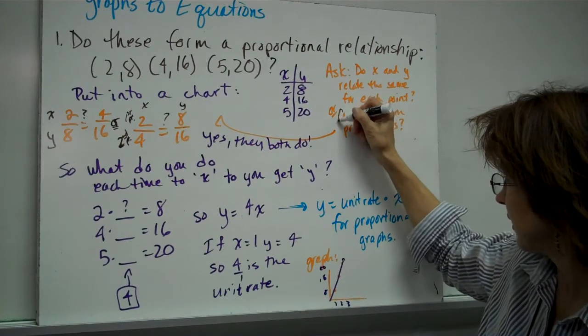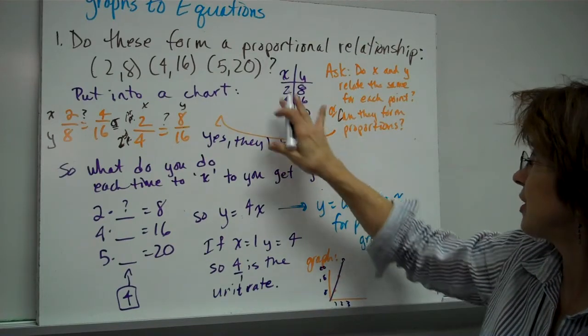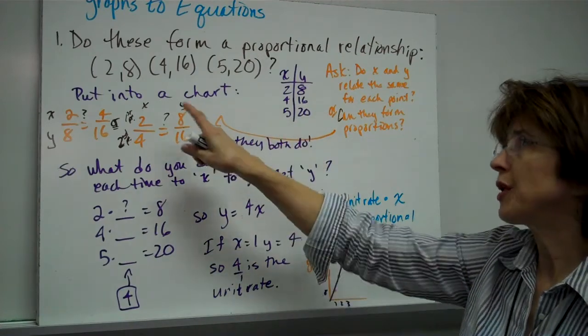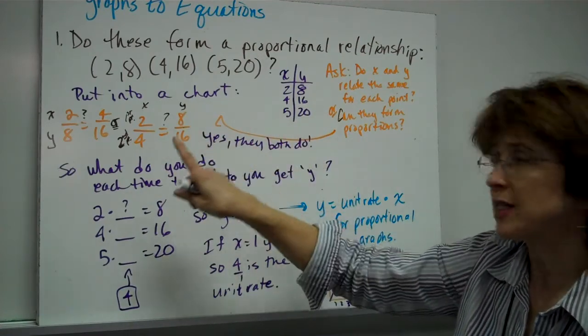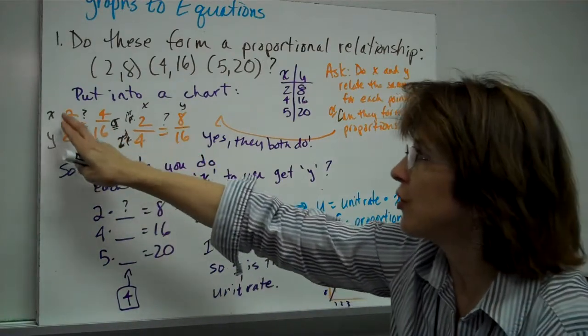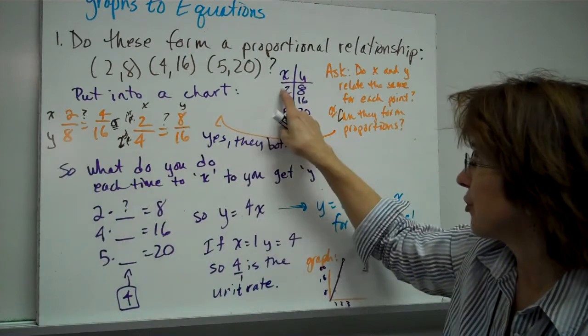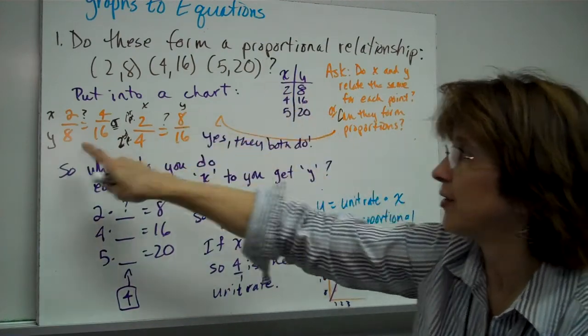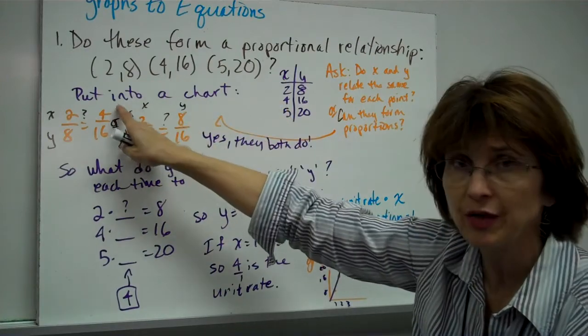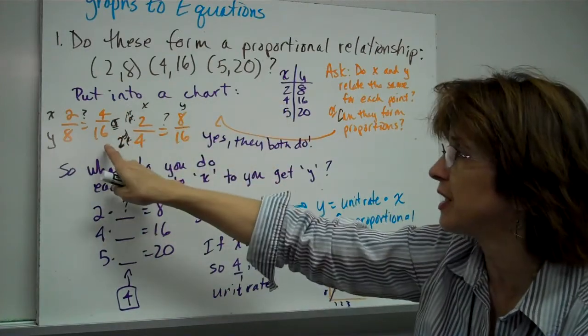Can these points here form proportions? That's the letter C. Do each of these relate the same way for each point? Yes, they both do, and we're going to see in just a minute. I put it in two different kinds of proportions. You could go with your x on top and your y on the bottom. So you go 2 here, and then the 8 there, and that would be your first point. And then the second point, you put 4 on the top, because that's your x, and then the y is your 16.